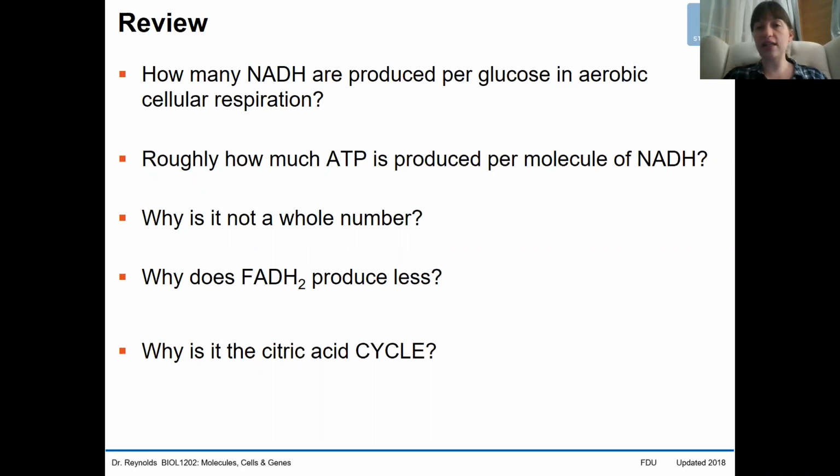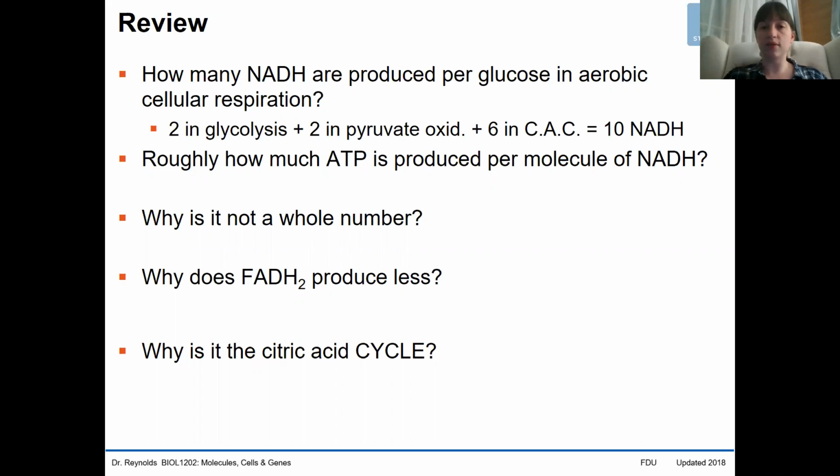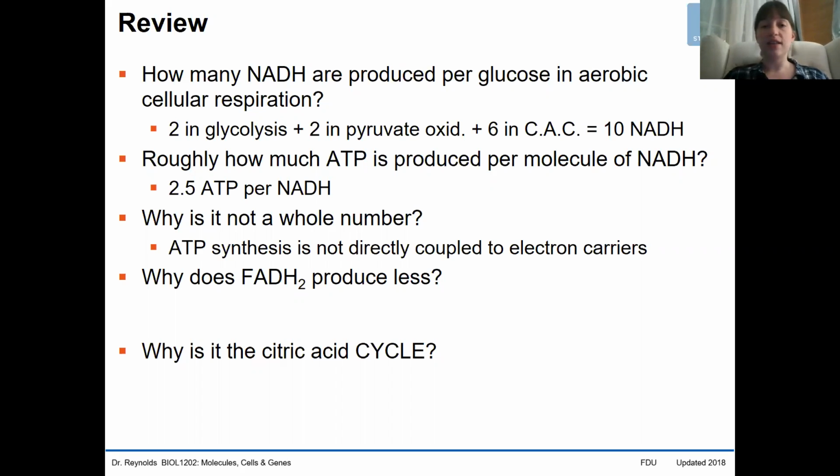So how many NADH are produced per glucose in aerobic cellular respiration? Well, you get 2 in glycolysis, 2 from the oxidation of pyruvate, and 6 in the citric acid cycle. So that means that there are 10 NADH total, with 2.5 ATP produced per NADH. And since this process is not directly coupled with the process of creating ATP, this wouldn't be a whole number.